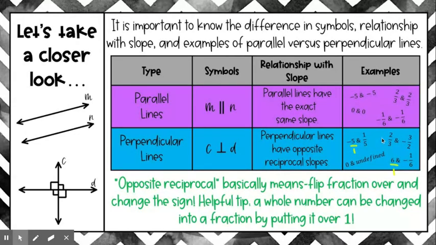Let's look at this 2/3. To get the opposite reciprocal, we flip it. The 3 goes on top and the 2 goes on the bottom, and we change the sign. It becomes a negative. When we're looking at a line that has 0 slope, its opposite is always going to be undefined.